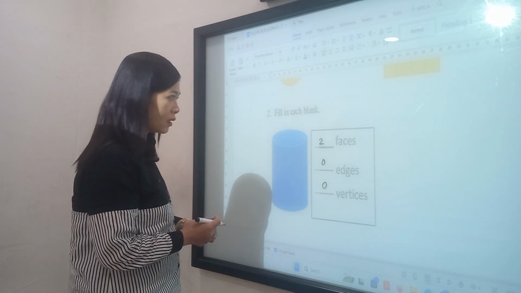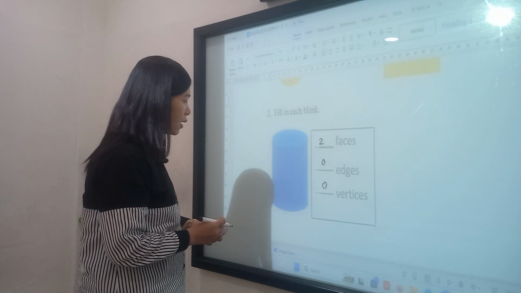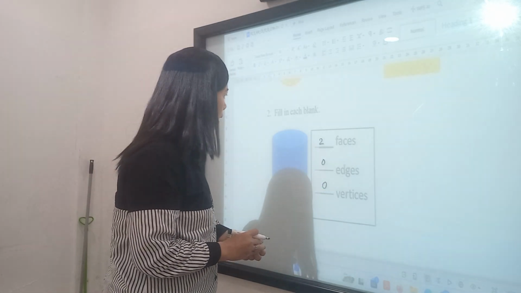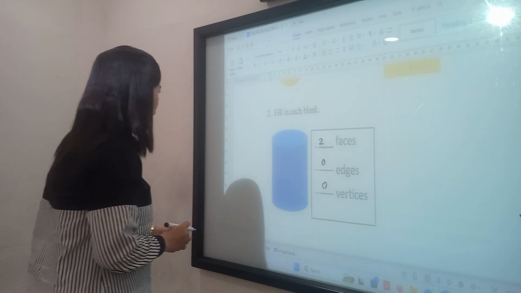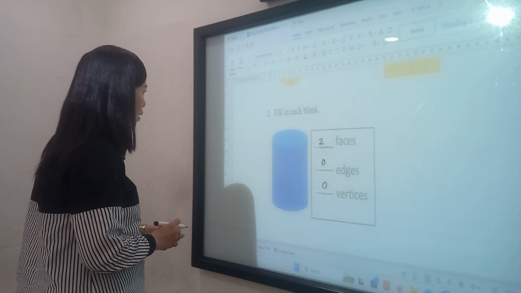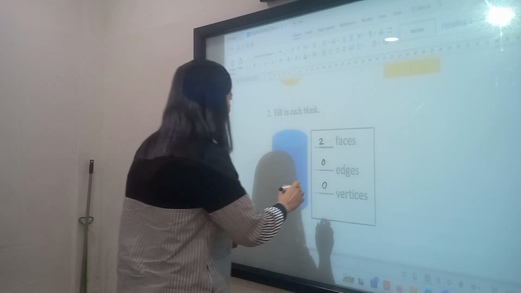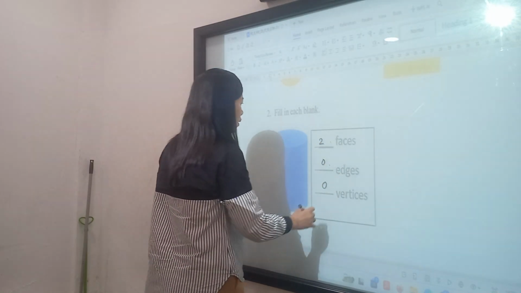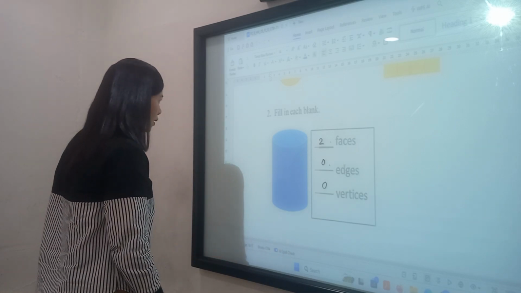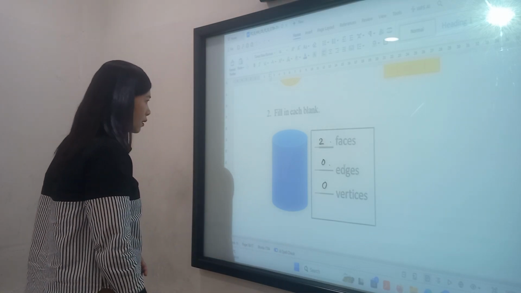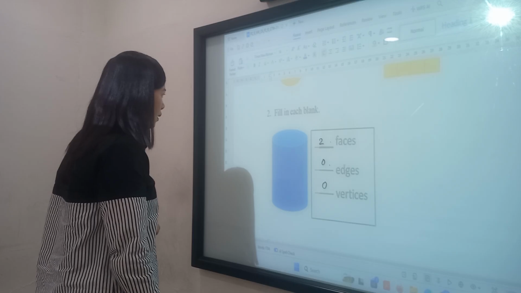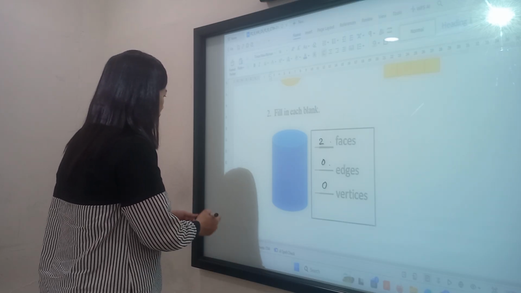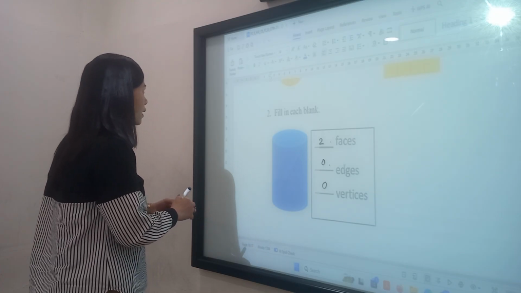Faces and edges are not correct. The vertices is already correct, but faces and edges are not correct. Number one and number two are not correct. So how is it actually? Cylinder.